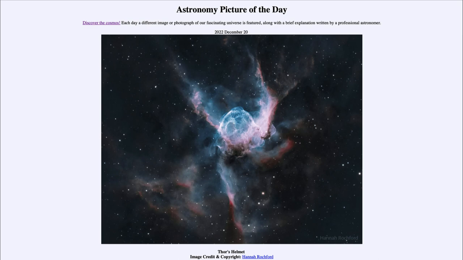So what do we see here? Well, here we see a nebula with perhaps a resemblance to the winged helmet of the Norse god Thor, and sometimes called Thor's helmet, or by the catalog designation of NGC 2359. So what this is actually the nebula around a star.